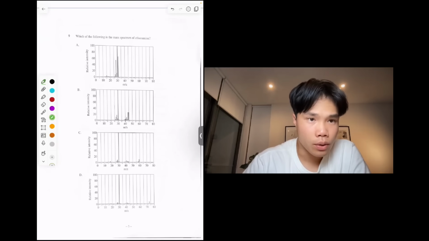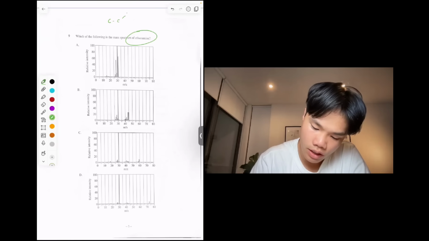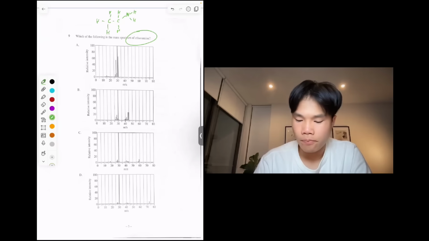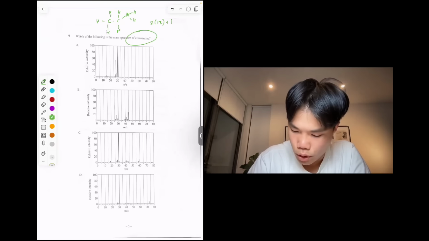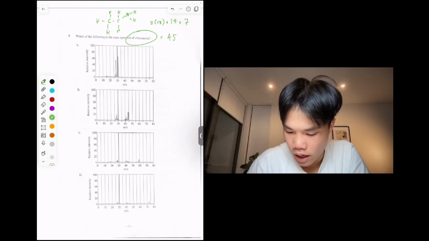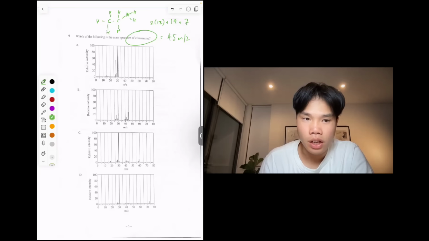Question 9. Which of the following is the mass spectrum of ethanamine? Ethanamine we know is CH3CH2NH2. It has a molar mass of 2 times 12, simplified for multiple choice, plus 14 plus 7. And if you sum this all up, this gives you 24, 38 plus 7 is 45 as your molecular ion's mass per charge. So looking at the spectra, you're looking at the one that has a molecular ion at 45.